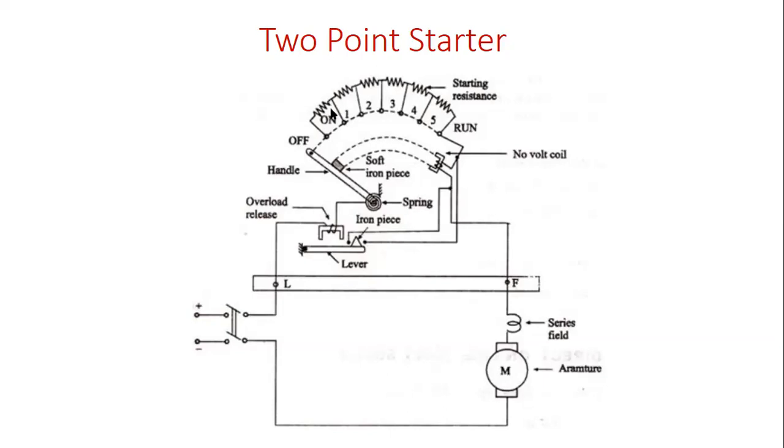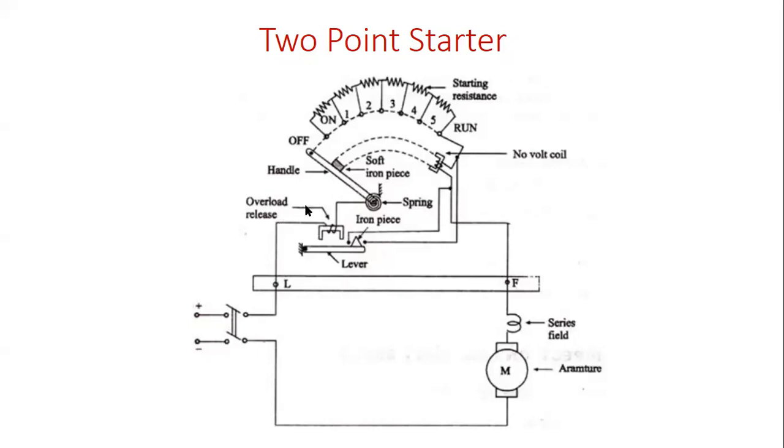I will tell it once again. This 2 point starter has two terminals. One is L, the line terminal. The other is the F terminal, the field terminal. To this field terminal, we connect the field winding as well as the armature. The armature terminal is connected to the negative polarity, and the positive polarity is connected to the line terminal, right?